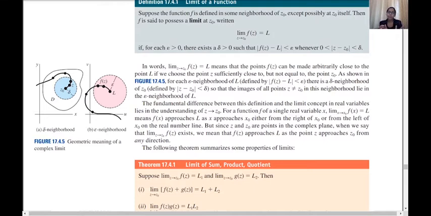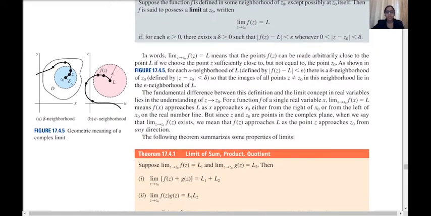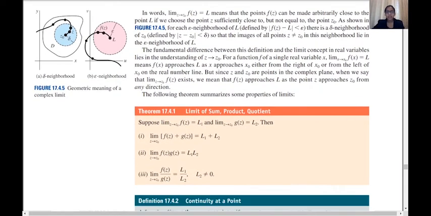So that is the important difference between limits in real case and limits in complex case. In real case, we are dealing with x tending to x naught either from the right or left, and correspondingly the function value approaches the limit. But in case of complex numbers, the possibility is that z can approach z naught from any direction. Okay. Now this is theorem 17.4.1.